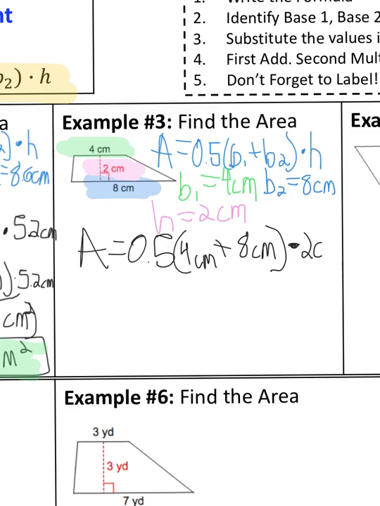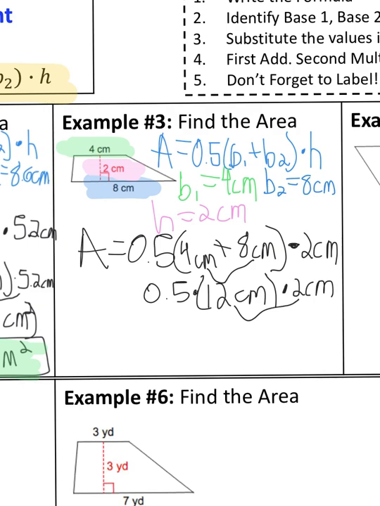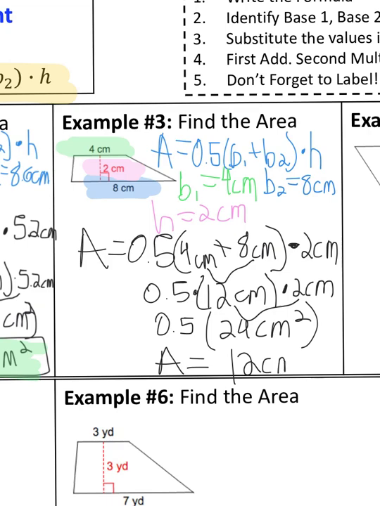And then we have step 4, which is we need to add first. So 4 centimeters plus 8 centimeters gives us 12 centimeters. Then we need to bring the rest of the formula down, times 2 centimeters times 0.5. Don't forget to bring it all down. Then we multiply, so it's 12 times 2 centimeters. That's going to give us 24 centimeters squared. Don't forget our squared. And then the last thing, what's 0.5 times 24 centimeters squared? It's going to give us area equals 12 centimeters squared. So the area of our trapezoid is 12 centimeters squared.